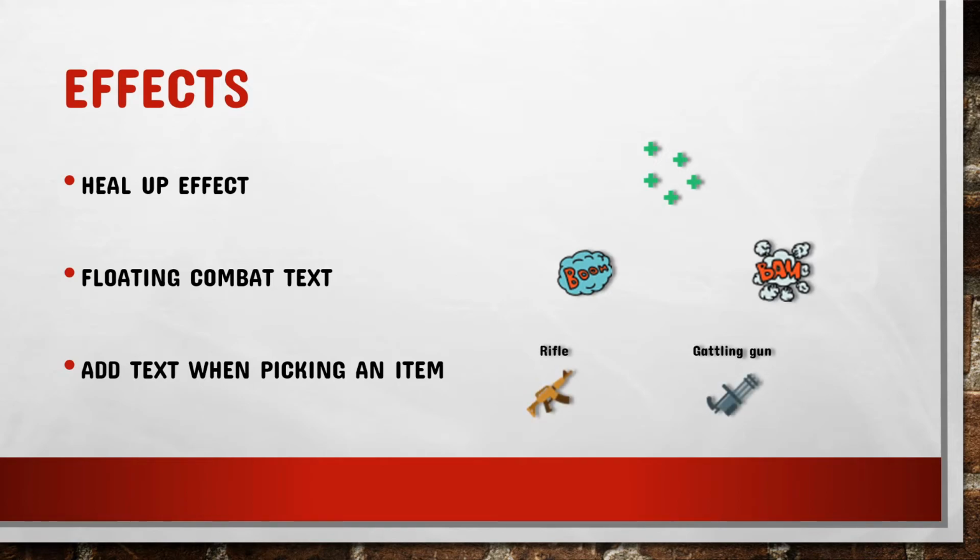And also I want to add text when picking up an item. So for example, when the player rectangle collides with the rifle rectangle, this little text shows over here, so you know what you're picking up, and you can decide whether you want to pick it up or not.